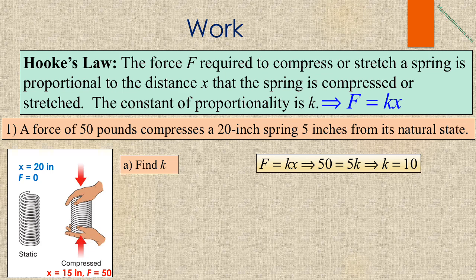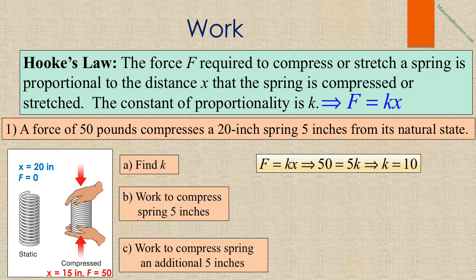Any question involving work requires us to find our constant of proportionality k. We know that F is equal to kx, and when F is equal to 50, x is equal to 5. So 50 is equal to 5k, making k equal to 10. We first want to determine how much work is required to compress our spring 5 inches. And then we would like to find how much work is required to compress our spring an additional 5 inches.